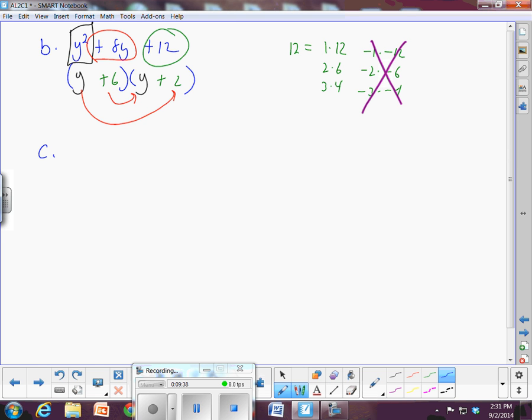Let's do another one. C. How about this one? 3a squared minus 9ab minus 30b squared.